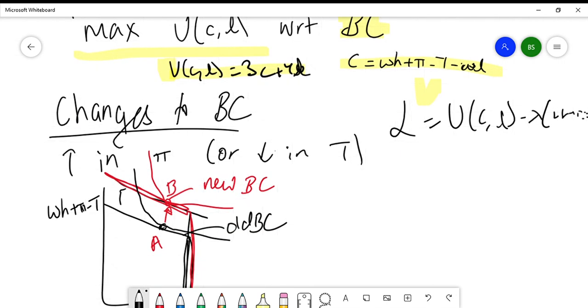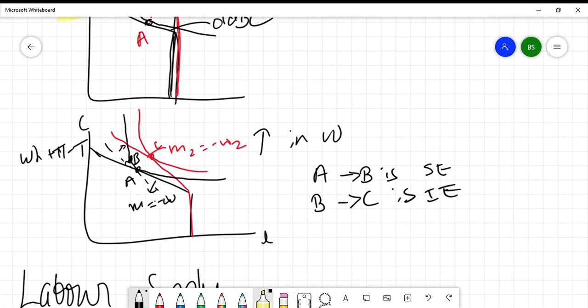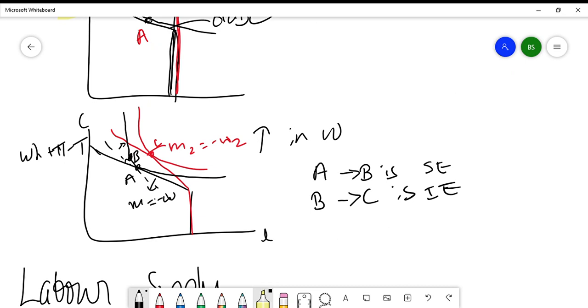Now let's look at some changes to the budget constraint. If there is an increase in pi, which is also the same thing as a decrease in T, then the only thing affected is the y-intercept, so the entire curve would just shift up, not to the side or anything like that, just up. If there was an increase in wage, then the curve would rotate, and it would also meet at a higher point because the wage here is higher. Plus the slope would be bigger, since the slope is the wage.